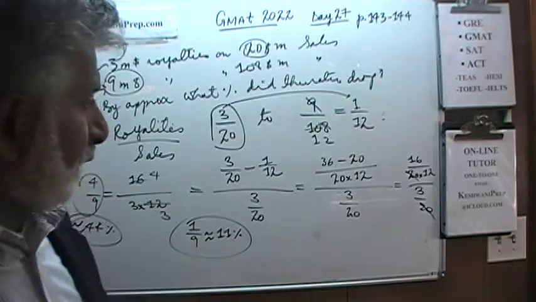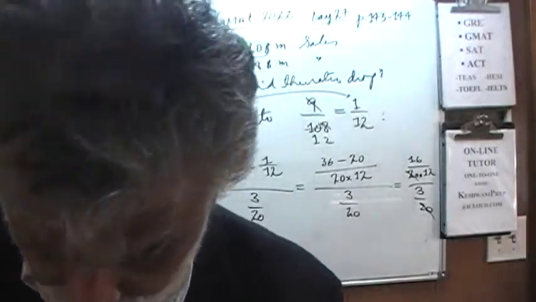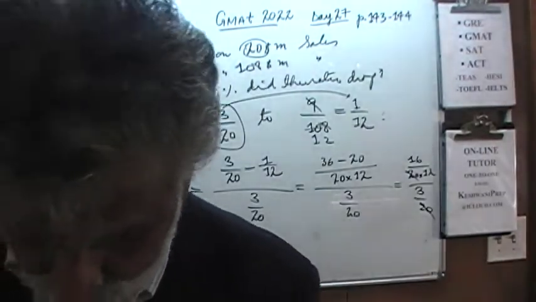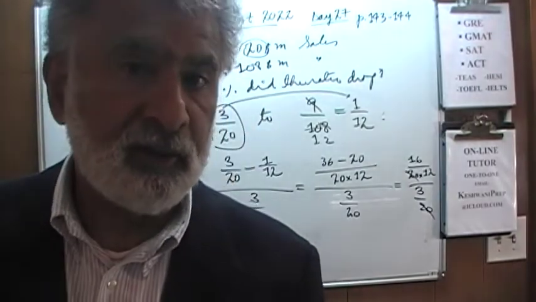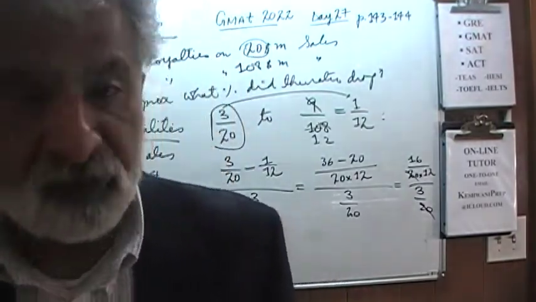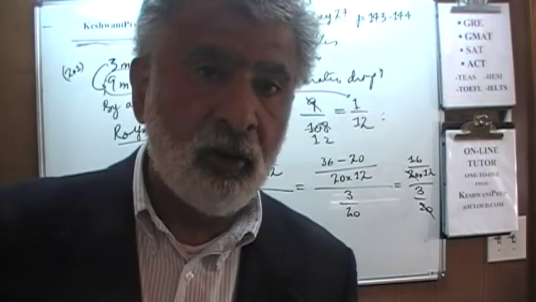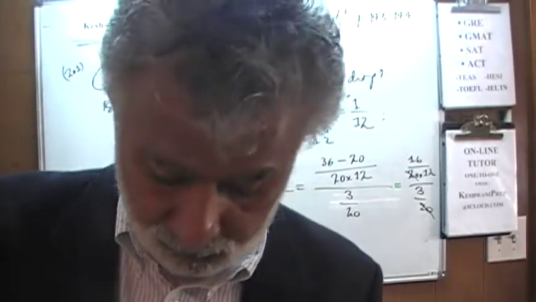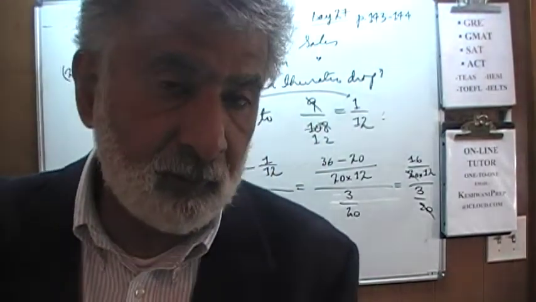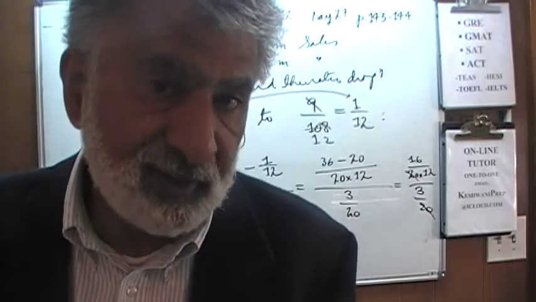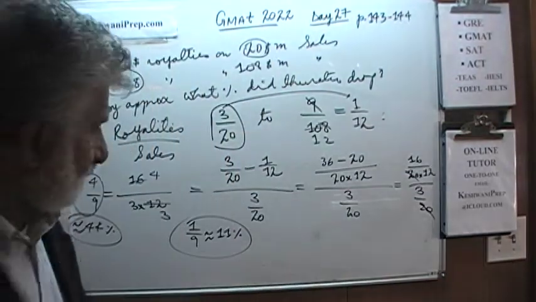So that's one way of going about it, which of course, as you can see, is a lot more work. I wouldn't do it. Just do the quick and dirty way, it takes just a few seconds. We're just trying to figure out the percentage change going from 15 to 8. 15 to 8 is a drop of 7. 7 out of 15 is slightly less than 50%, and you're done.